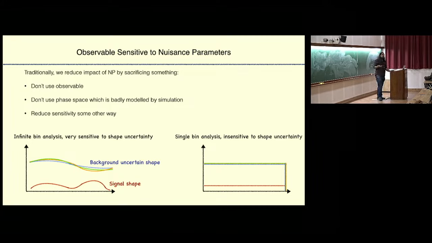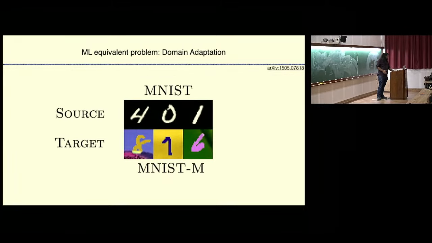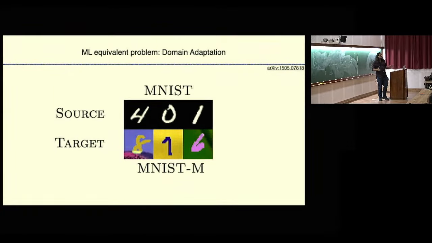So traditionally, if this observable is not well modeled, we don't use it for analysis. Or we say, okay, it's not well modeled in the low pT region, so we block out that region and only use it for high pT or something like that. And so there is actually a machine learning equivalent to this.